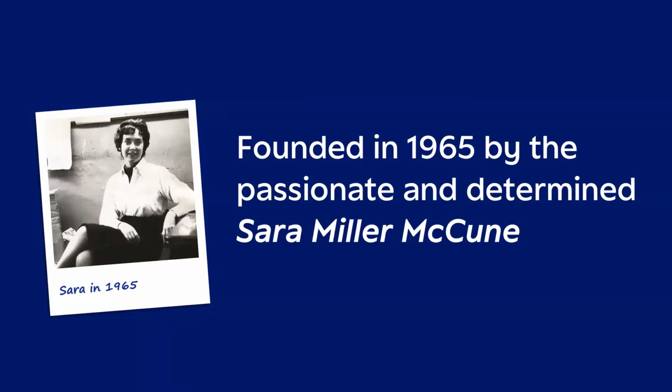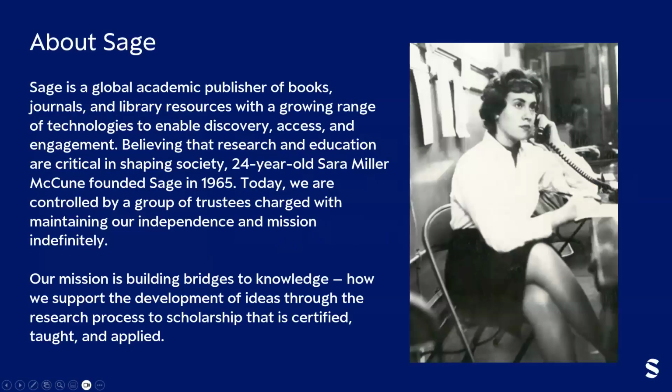Okay, so Sage is an independent publishing company that was founded by this woman. This is Sarah Miller McCune, and she founded Sage in 1965. So this actually is a picture of her in 1965. She was 24 years old at the time and founded Sage with $500 in startup capital in New York City. So Sage is now a global publishing company with offices around the globe.